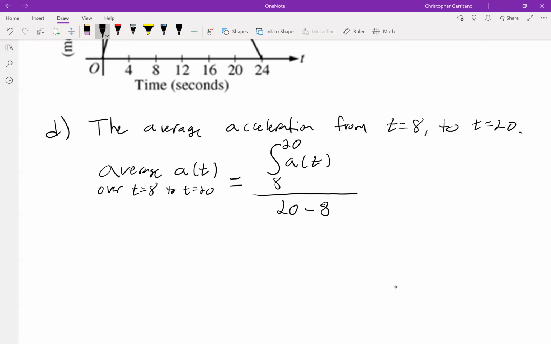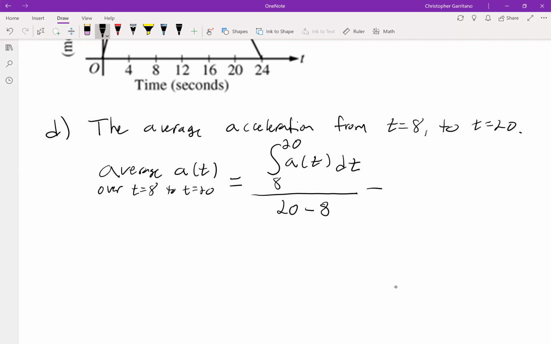Now, what this numerator is doing, I forgot my dt, is essentially adding together a whole bunch of accelerations. We're adding infinitely many values of acceleration, so we're getting a sum of all the accelerations over this time period, and then dividing by the length of the time period. It's similar to a discrete average, where we sum together all the values and then divide by the number of values. So this is the continuous analog of that concept.